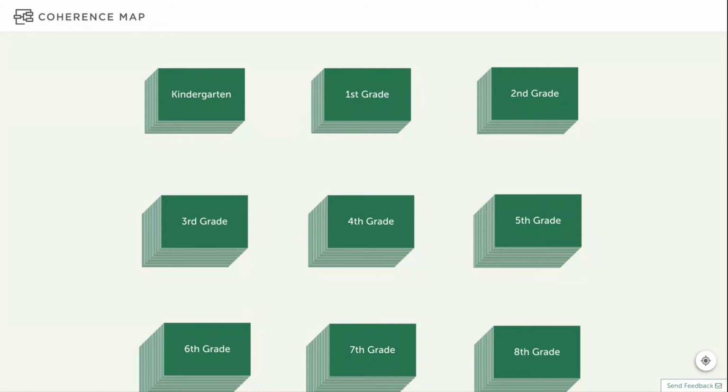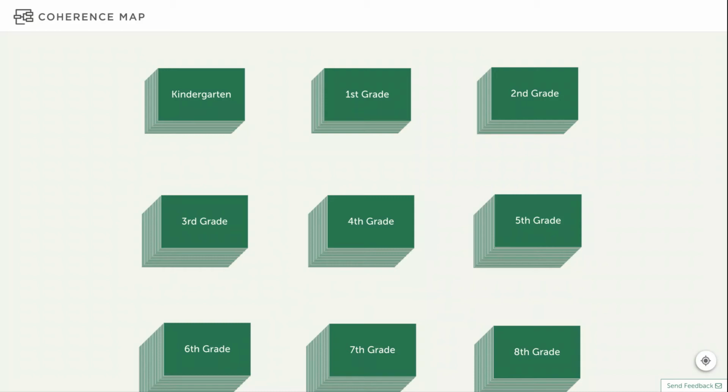This is the achievethecore.org Common Core Coherence Map. This is an amazing tool because it takes us from where we are, what our students are learning right now, but also visualizes for us where they've come from and where they're going, and provides resources for what we can do if we need to take our students back a step or enrich them and take them forward a step.